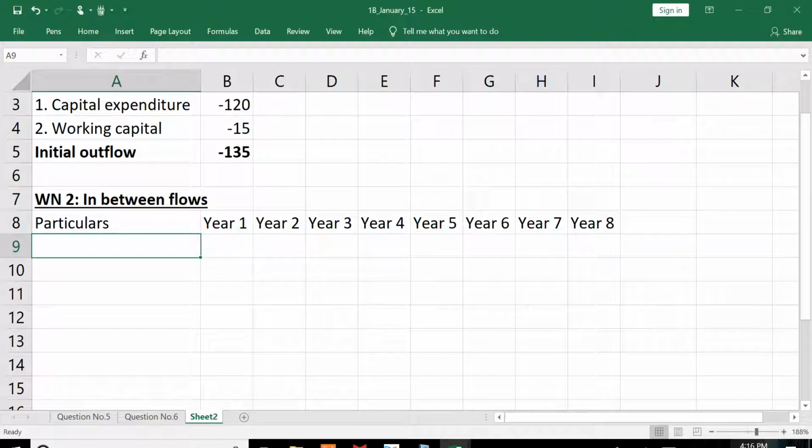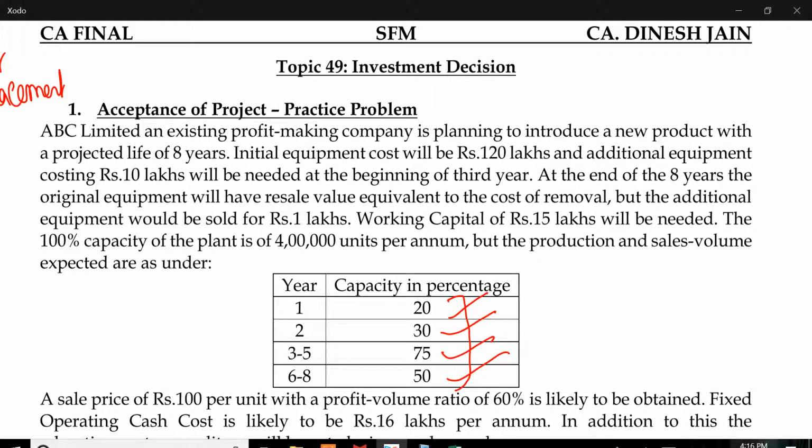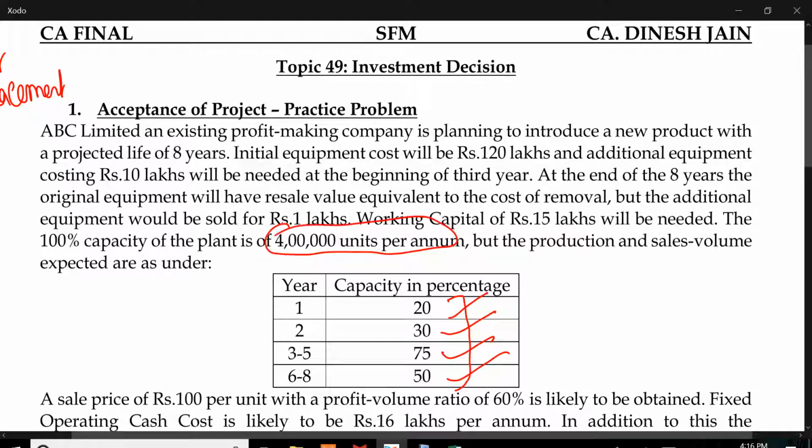Okay, listen now. My working note 2 can start with revenues and few question. It can start with PBDT, PBT, PAT or CFAT. In this question, I have the capacity. I also know the utilization.